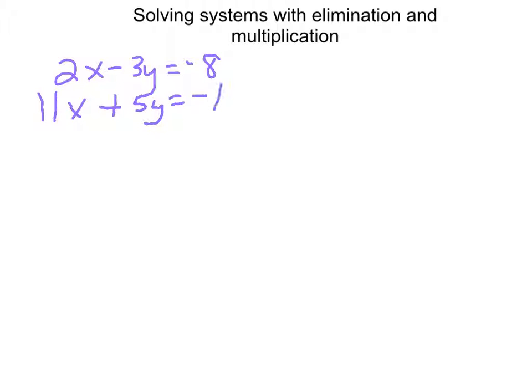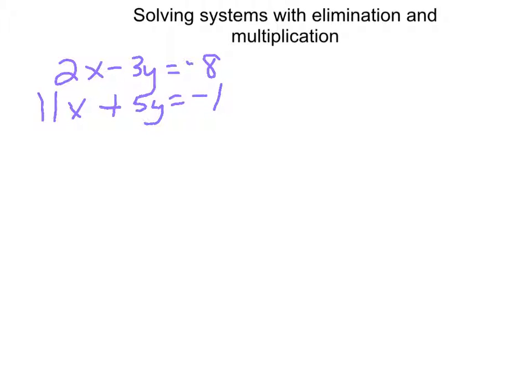Alright, so for this one I'm just going to start with an example and assume that you've looked at the other topics. So let's say we have 2x minus 3y equals negative 8. And for our second equation, again, a system of equations is just more than one equation, 11x plus 5y equals negative 1. In elimination, what you've seen before is generally we look at the x values and they are the same, and we either add or subtract the equations together, or we look at the y values and the same thing could happen.